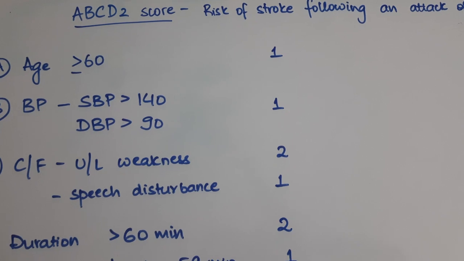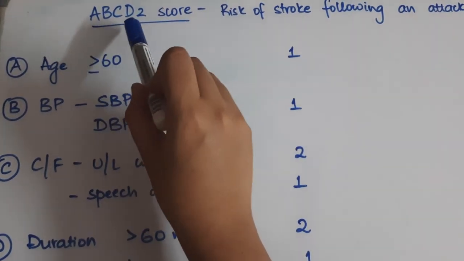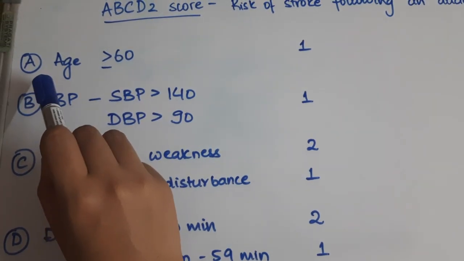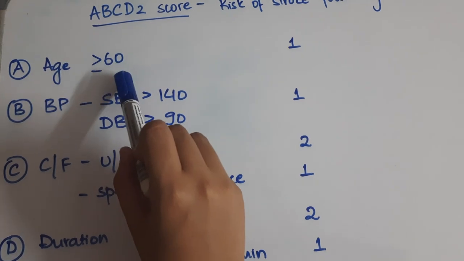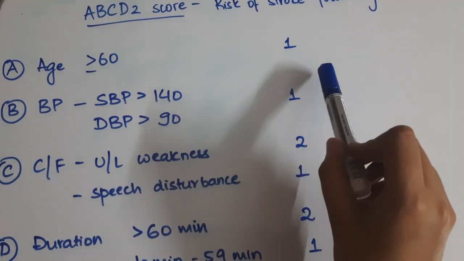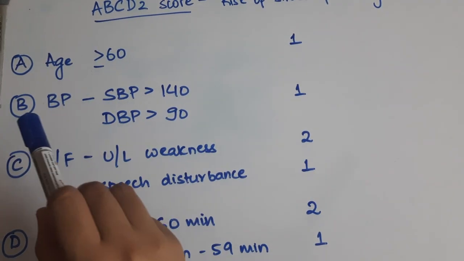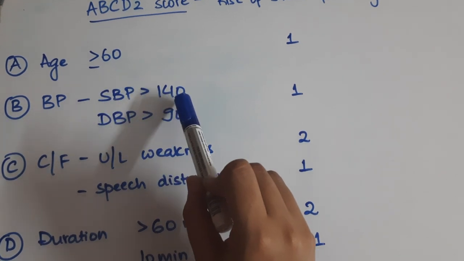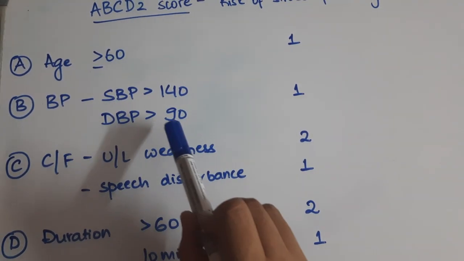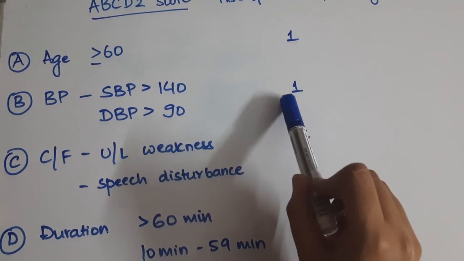Now, the components of the ABCD2 score are given by the mnemonic itself, ABCD2. The A component is the age of the patient. If age is more than or equal to 60 years, then we give a score of 1. B is for blood pressure. Systolic blood pressure of more than 140 or diastolic blood pressure of more than 90 millimeters of mercury, we give a score of 1.